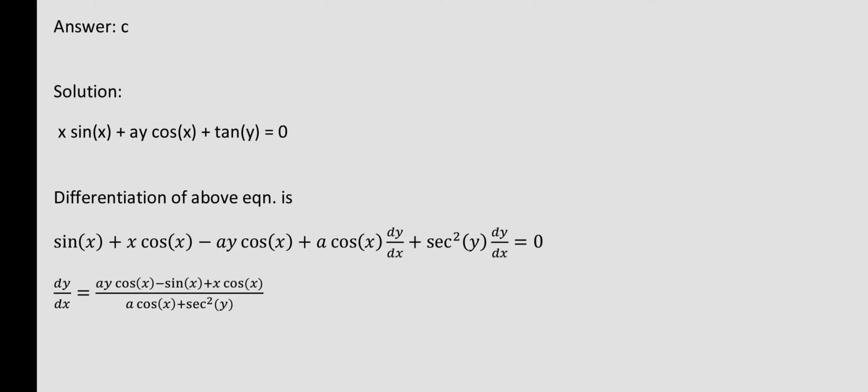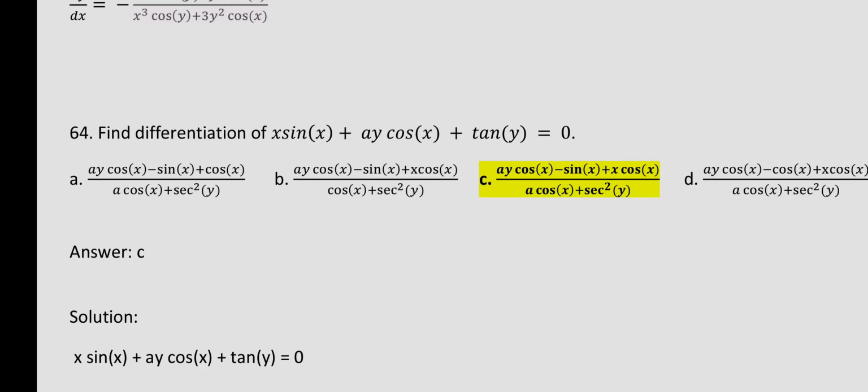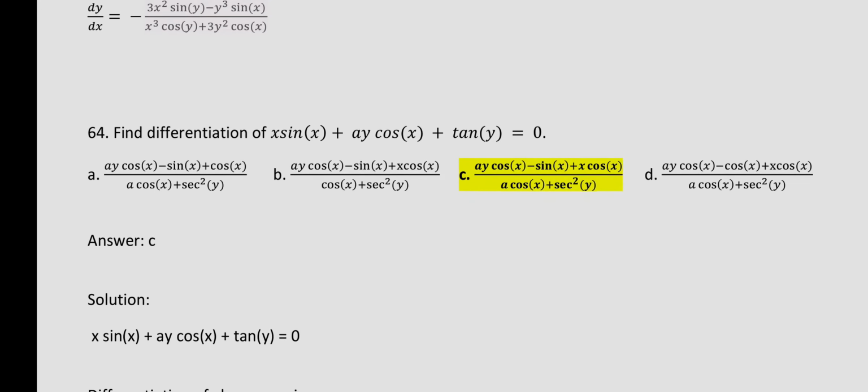Therefore, segregating the equation, dy over dx equals y cosine x minus sin x plus x cosine x over y cosine x plus secant squared y. So, the answer is letter C. Kung makita mo itong tanong na to, pag lumabas sa board exam, sagot ay letter C, or y cosine x minus sin x plus x cosine x over y cosine x plus secant squared y.